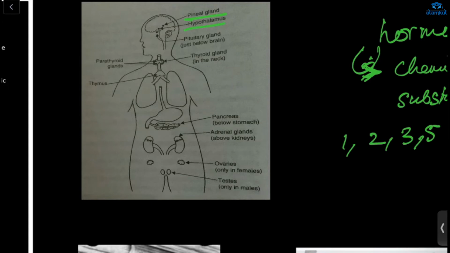Which pair of systems jointly coordinate and integrate activities of organs so that they function in synchronized fashion? So this answer is easy, right? Neural and respiratory system? No, it can't be. Neural and digestive system? No, it can't be. So neural and endocrine system, right? This should be our answer. Okay, this is the answer for the first one.